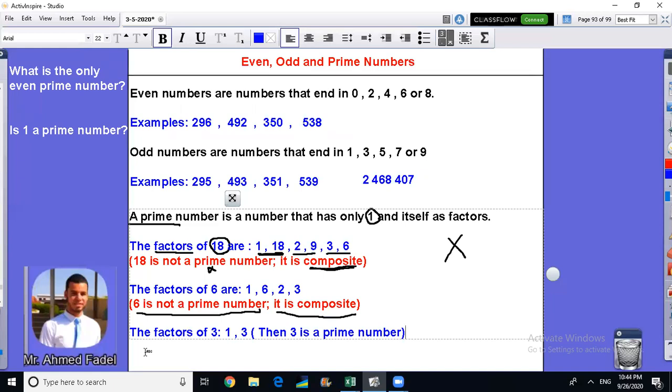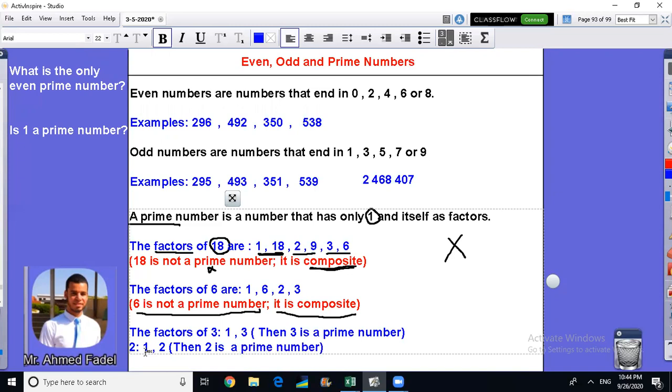Okay, I hope that now we get it. What about 2? What are the factors of 2? The factors of 2 are only 1 and 2. There is nothing else that if you multiply by each other is going to give you 2. It's only 1 and 2. All right, so then 2 is a prime number.